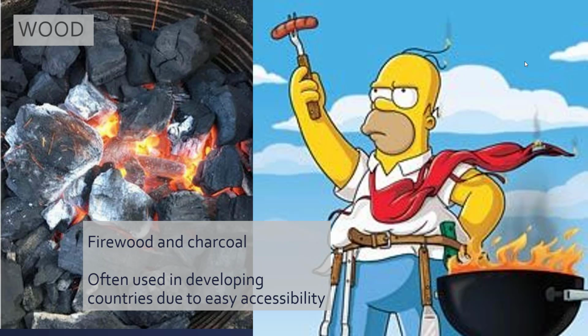All right, so wood. Wood is mainly firewood and charcoal, but animal dung is also considered to be a biomass because when animals, herbivores, eat things like grass, they don't digest it all, so they poop part of it out, and that's what you can dry and burn as a fuel source. Again, often used in developing countries due to easy accessibility.